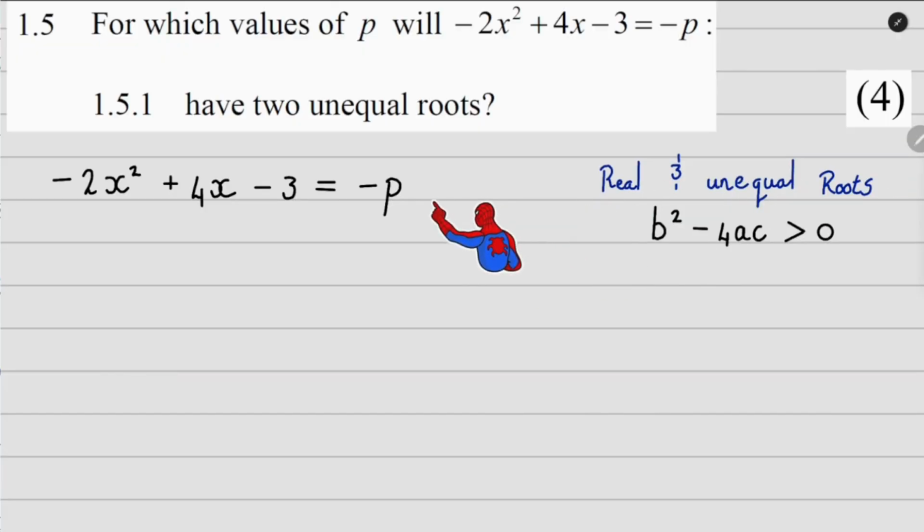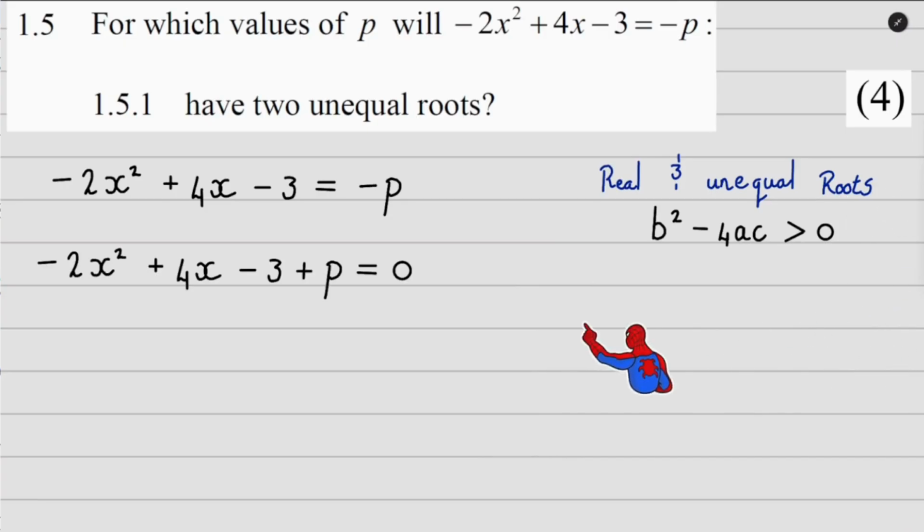To get this in standard form, I'm going to move the p over next to the 3 here, and it's going to become plus p. That's officially all it takes to get it in standard form. Now the coefficient of x squared is my a value, the coefficient of x forms my b value, and everything that does not have an x forms my c value.